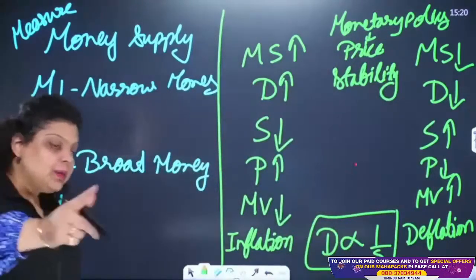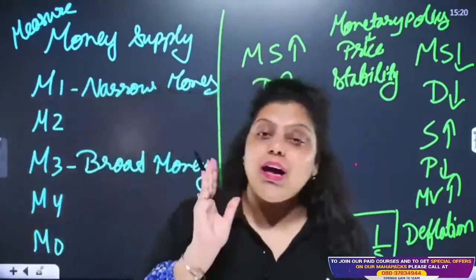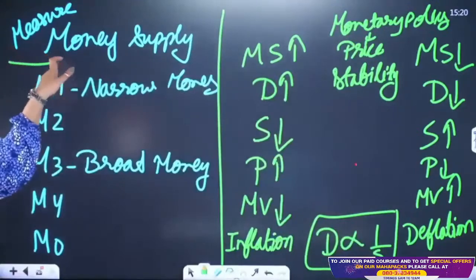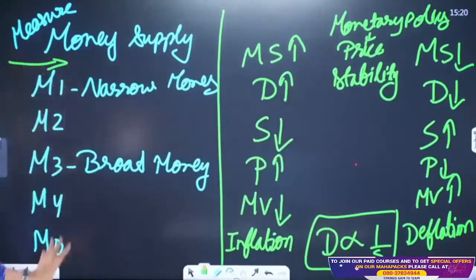But to maintain price stability in the country, RBI has to know how much money there is in the economy. And how will RBI know how much money is there in the economy? With the help of these measures of money.